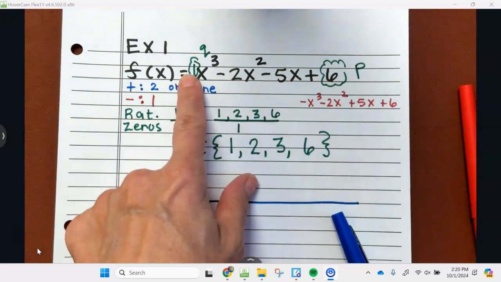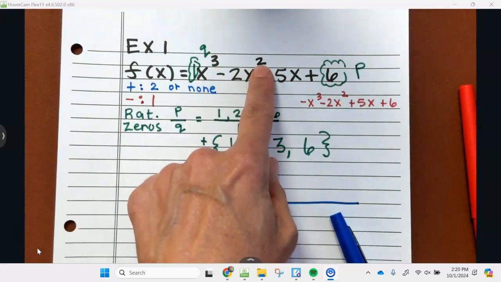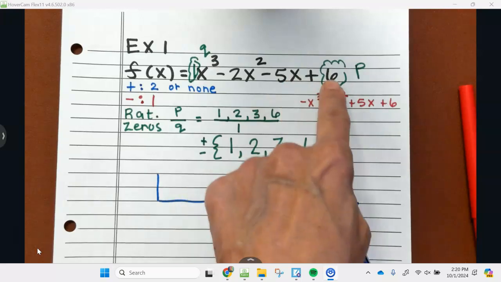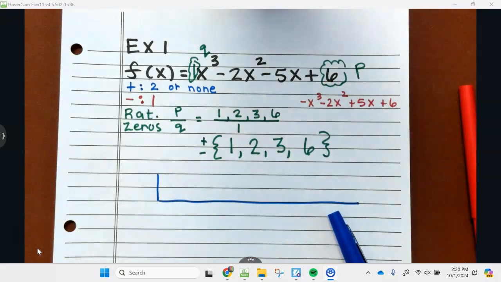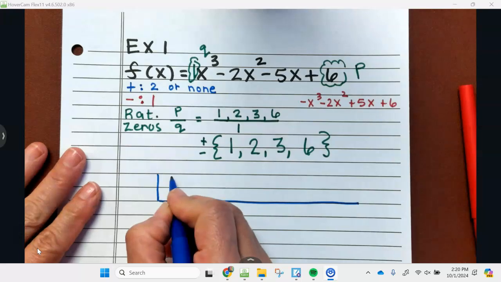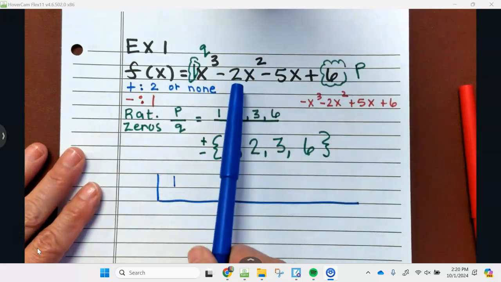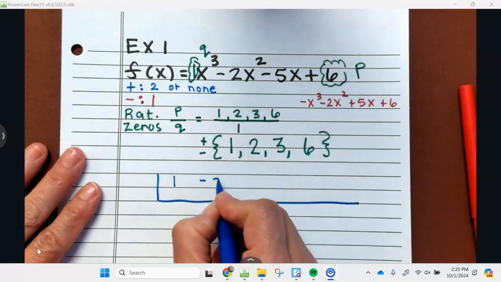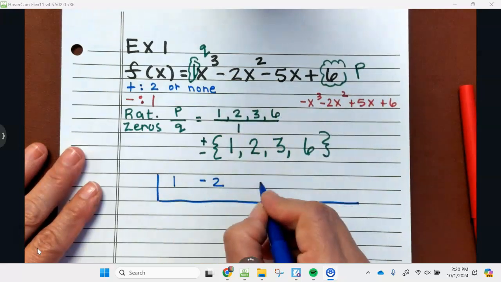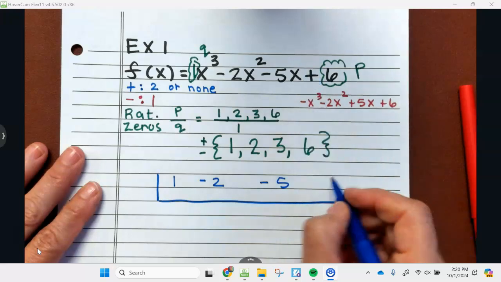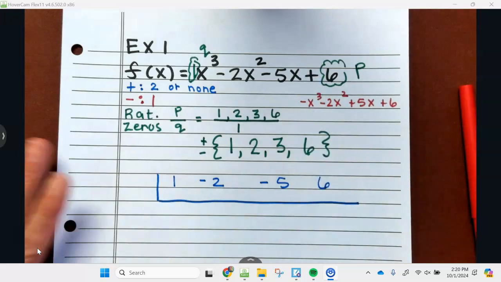So looking at my original problem, degree of 3, degree of 2, degree of 1, degree of none. So all of my degrees are represented. I don't need 0 for a placeholder. Leading coefficient for the first term is 1. Then we're going to write negative 2. Then we're writing a negative 5, wrapping it up with a positive 6.